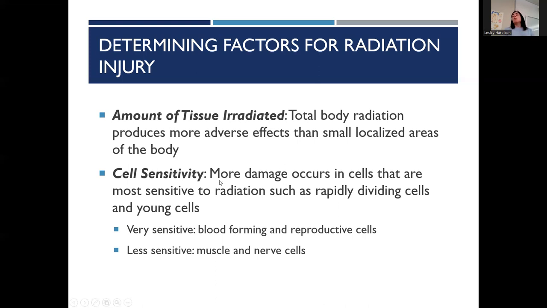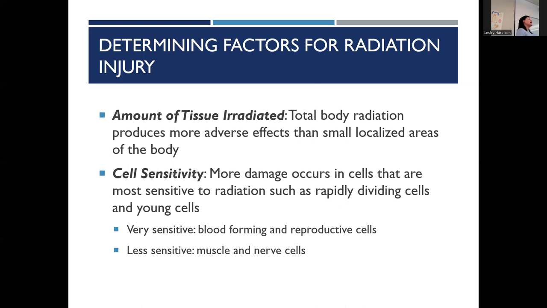Cell sensitivity. More damage occurs in cells that are more sensitive to radiation. So there are cells that are more radiosensitive and others that are less, and we'll talk a little bit more about that. But more damage occurs in cells that are most sensitive to radiation, such as rapidly dividing cells and young cells. So if you think about any part of the body, because there's sort of two camps of cellular concern that we have as hygienists.